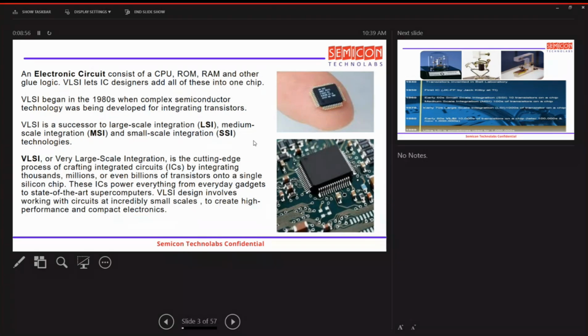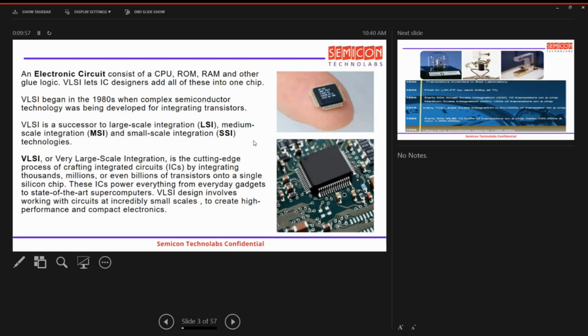VLSI began in the 1980s, when complex semiconductor technology was being developed for integrating transistors. If VLSI has to help electronic circuits get all these components into one chip, how did the journey of VLSI start? It all started way back in the 1980s, with the evolvement of transistors, which helped integrate these transistors into a single chip, thereby giving you an electronic circuit inside a single chip. This evolution came because of improvement in semiconductor technology, because transistors cannot come directly. If we go one step back, it is semiconductor technology, which evolved around the 1980s and helped VLSI integrate many, many transistors into a single chip.